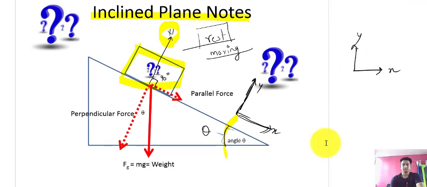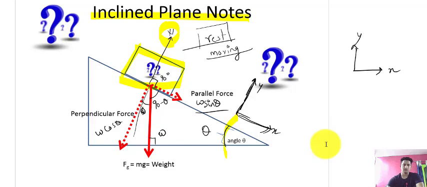Now if this is angle theta, this will be 90 degrees and this will be 90 minus theta, and this angle will be theta. Okay, now if this angle is theta, and this is the weight component, then this component will be w cos theta and this will be w sin theta.